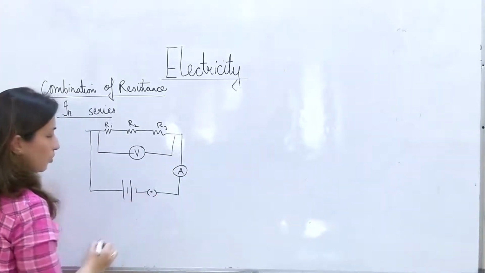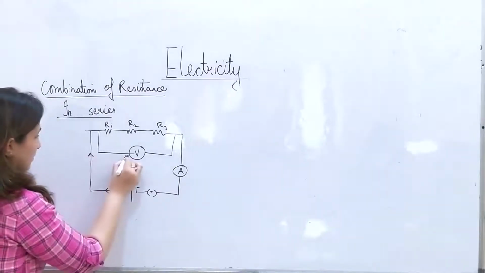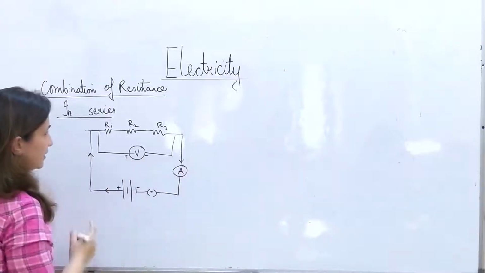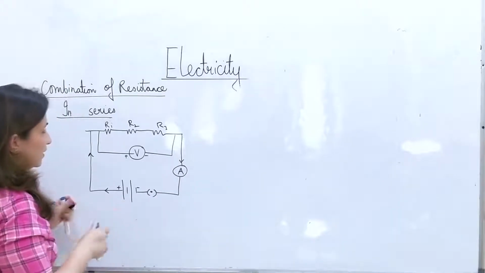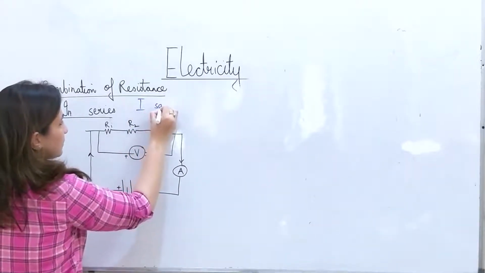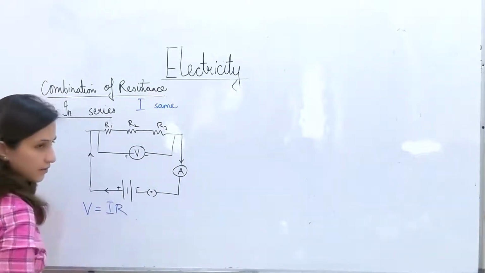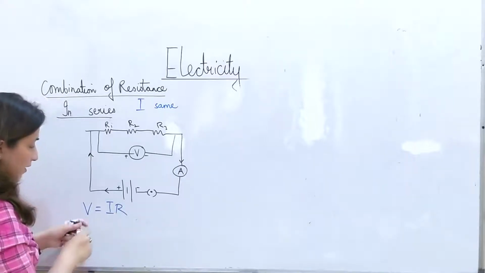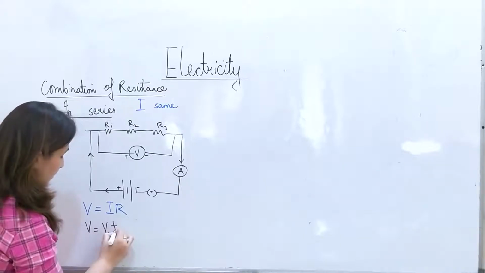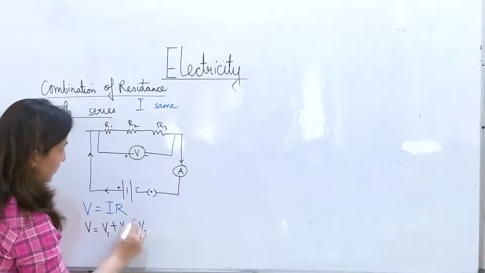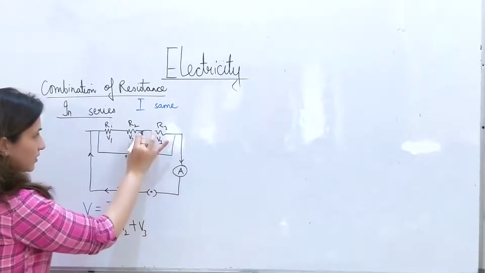If this switch is on, then the current will start to flow from positive to negative charge. But in case of series, the current is the same. So just remember that in series, I is the same. And from Ohm's law, V equals IR. So in this case, as the current is the same, V equals V1 plus V2 plus V3. This is V1, this is V2, this is V3, and I is the same in all the cases.